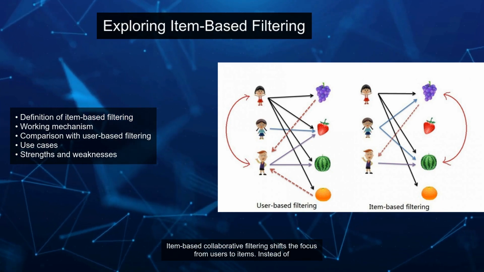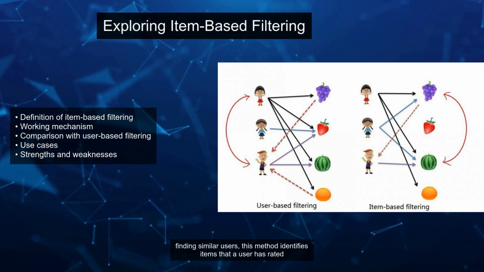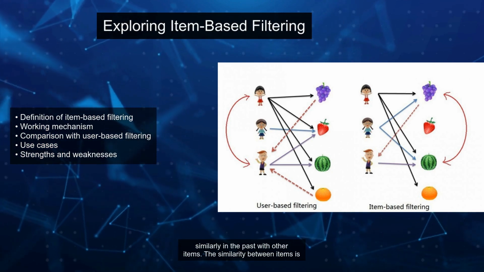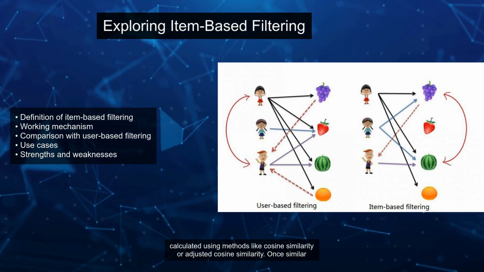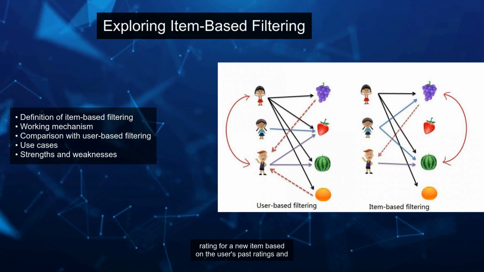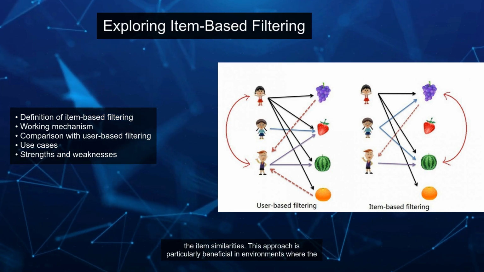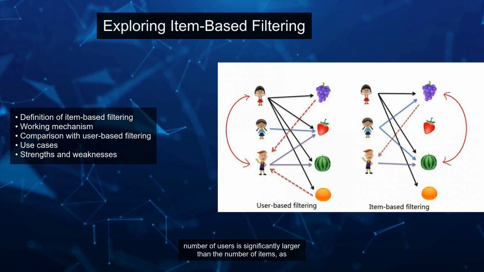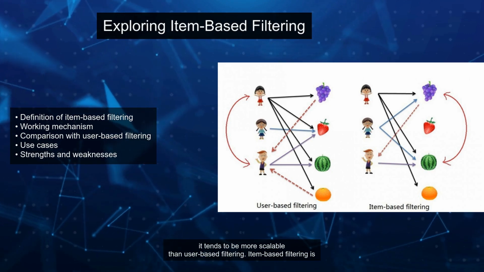Item-based collaborative filtering shifts the focus from users to items. Instead of finding similar users, this method identifies items that a user has rated similarly in the past with other items. The similarity between items is calculated using methods like cosine similarity or adjusted cosine similarity. Once similar items are identified for a given item, the system predicts a user's rating for a new item based on the user's past ratings and the item similarities. This approach is particularly beneficial in environments where the number of users is significantly larger than the number of items, as it tends to be more scalable than user-based filtering.